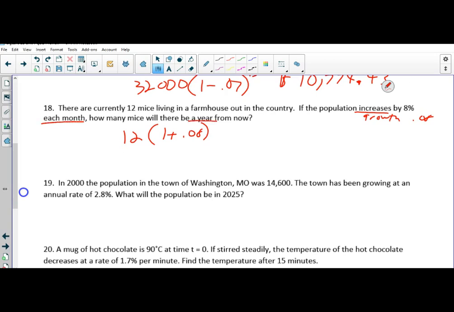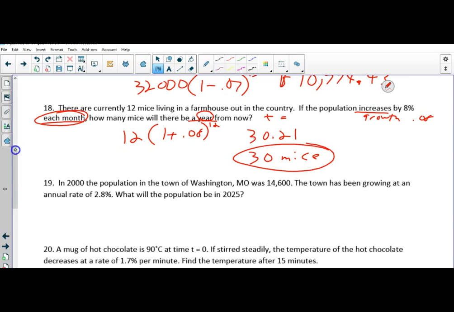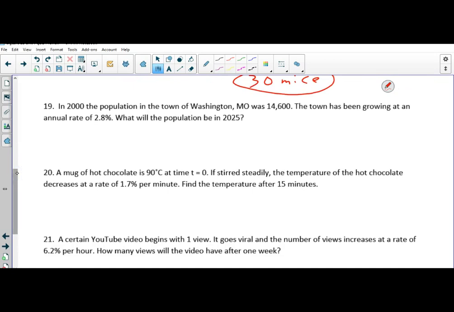What about a year from now? This number, t, has to be in the same terms as the percent. So instead of putting a 1 there for 1 year, we're going to put 12 months. And then we just calculate it. 1.08 raised to the power of 12, and then times 12, which is a different 12. That's the number of mice we started off with. Now it's 30.21, which is 30 mice. And even if it was 30.91, it would still be 30 mice, because we don't have that next mouse yet.